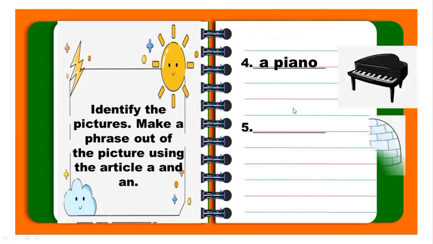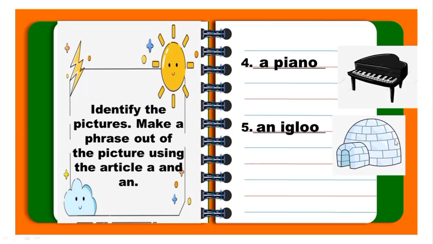And last, what's this picture? The answer is an igloo. So this picture is called an igloo. Since igloo starts with a vowel letter, we use the article an.